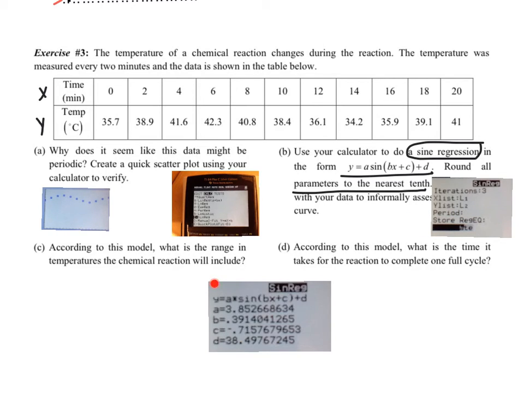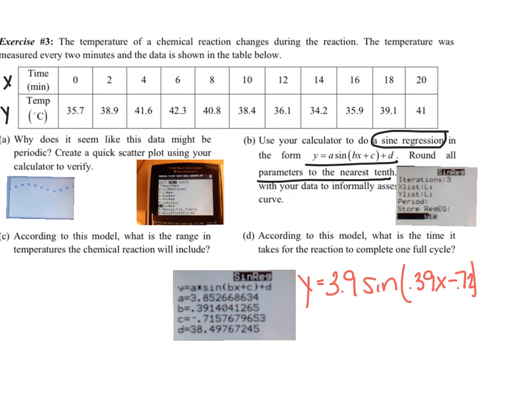So you'll see, hopefully yours spit out the same thing. It did say round to the nearest tenth, so remember A stands for amplitude, so I'm going to say 3.9. The sine of my B in this case is 0.39, x minus 0.72. And at the end I have that vertical shift or midline of a positive 38.50. Okay, so again, amplitude, frequency, phase shift, and my vertical shift or midline.